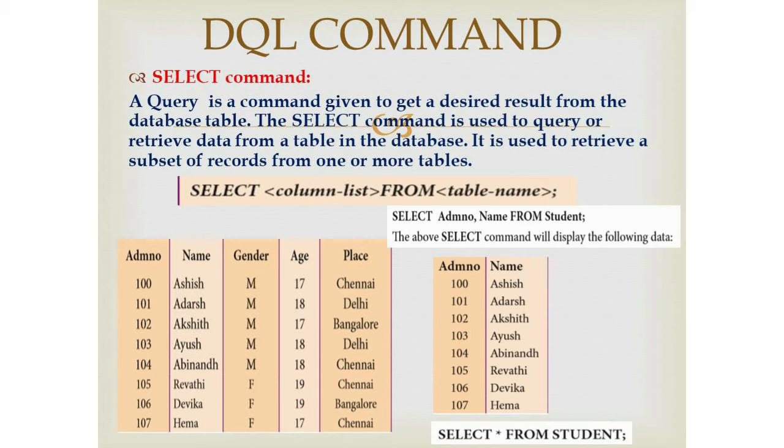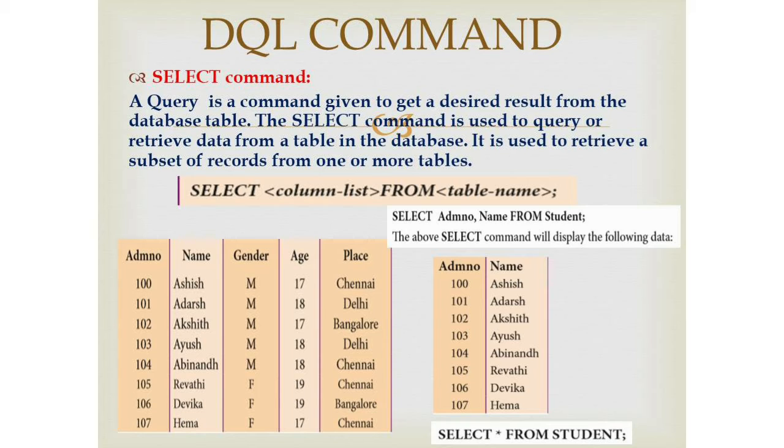Select column list from the table name. For example, to view only admission number and name of the students from the student table, you have to give the command like this: select admission number, name from student.